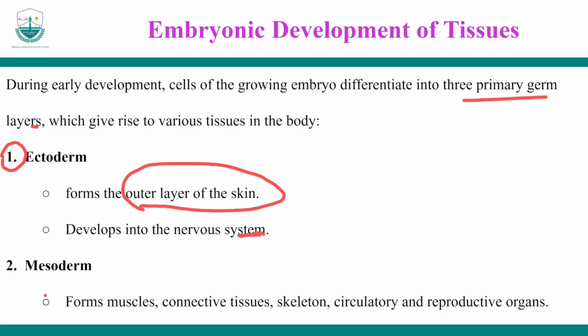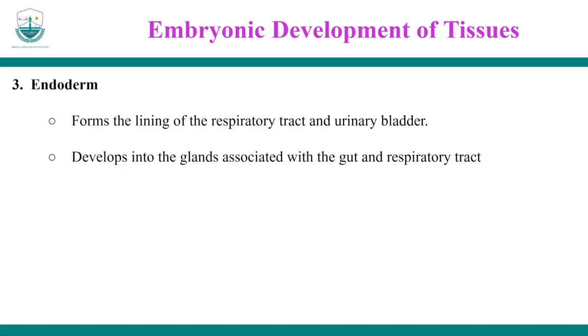And then we move to the second layer, which is the mesoderm. It gives us most of the systems and organs and tissues. It gives us the muscles, connective tissues, skeleton, circulatory system, reproductive system. And then the endoderm gives us the lining of the respiratory tract and the urinary bladder, and then the associated glands in the gut and the respiratory tract.